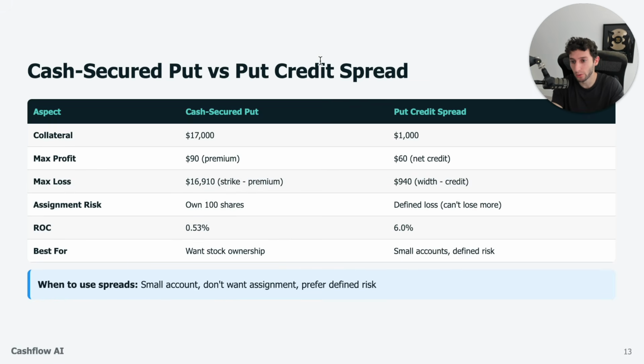So there's also cash secured puts versus put credit spreads. The biggest difference is that you want to do put credit spreads if you have a small account and you don't want to hold the shares long term, right? You only want to do cash secured puts on stocks that you like long term, because you're going to end up owning 100 shares if the stock decides to tank. So you have to be okay with that, and you have to have the capital for that as well. But if you just want to take advantage of short-term volatility and you don't have that much cash, put credit spreads are typically the better way to go.